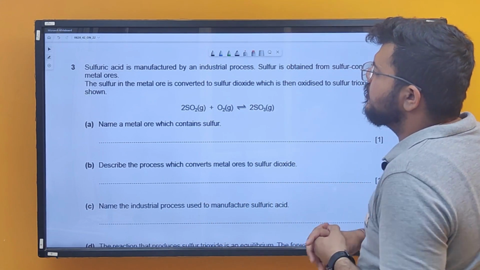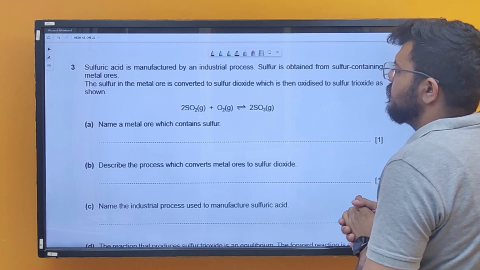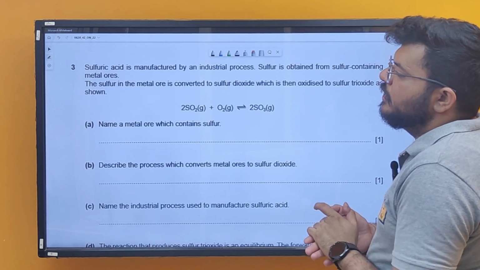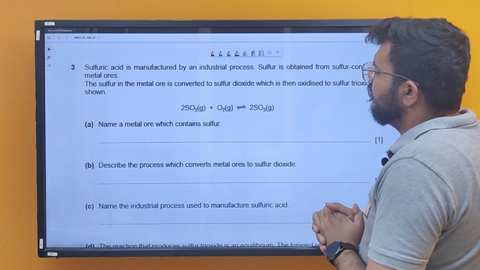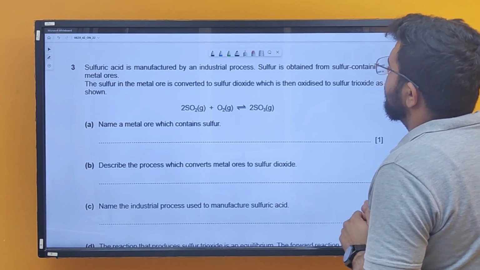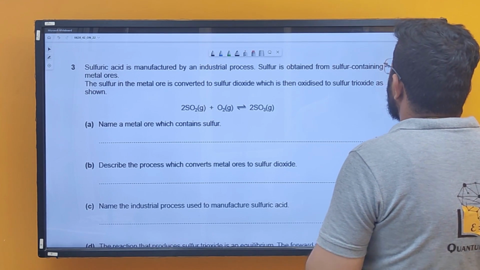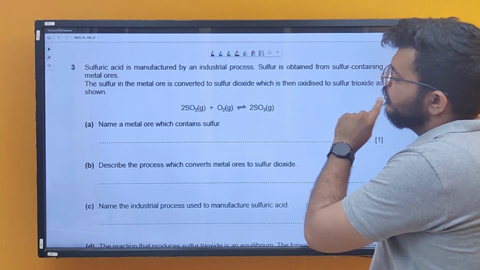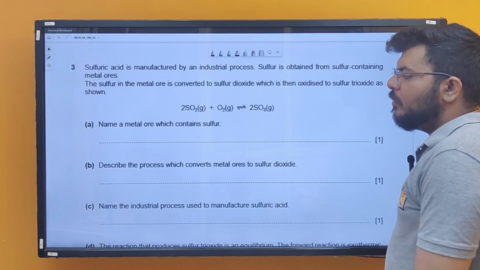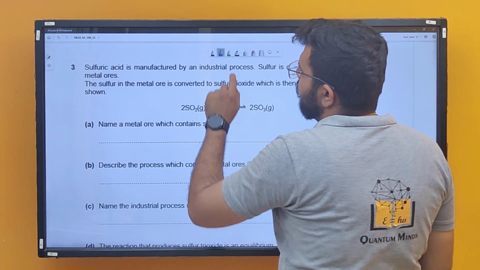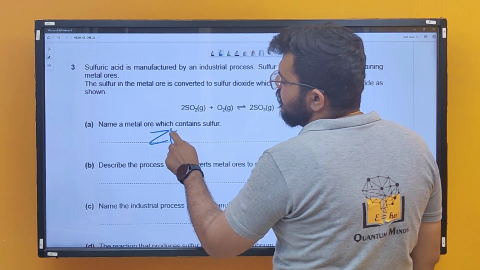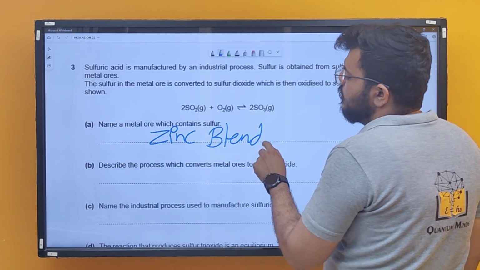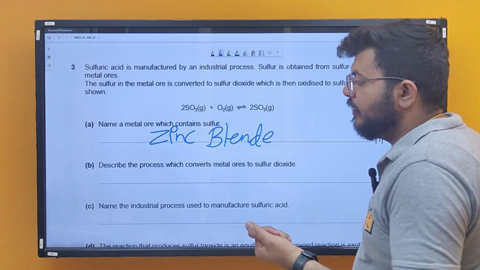Sulfuric acid is manufactured by an industrial process. Sulfur is obtained from sulfur containing metal ores. Sulfur in the metal ore is converted into sulfur dioxide and then oxidized to sulfur trioxide as shown. SO2 plus O2 gives SO3. Name a metal ore which contains sulfur. The metal ore that I know is zinc blende, ZnS. Zinc blende contains sulfur.